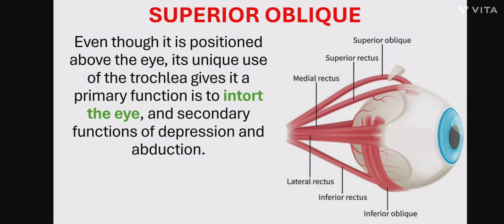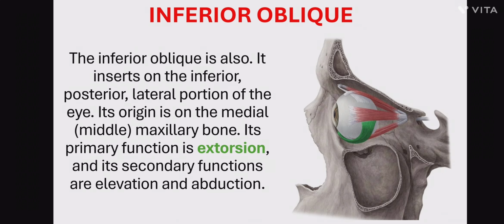Even though it is positioned above the eye, its unique use of the trochlea gives it a primary function to intort the eye. And the secondary function of superior oblique is depression and abduction.